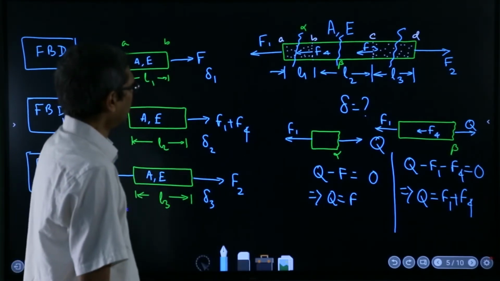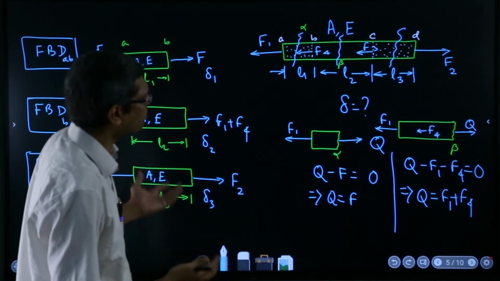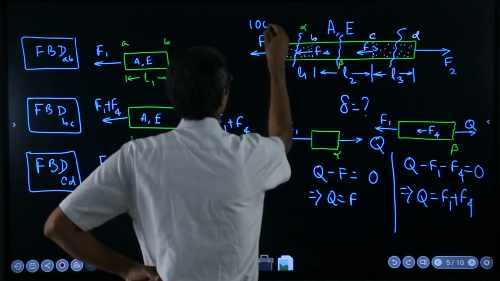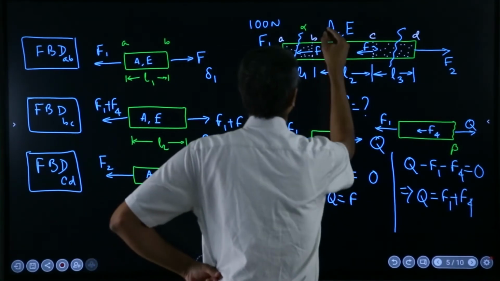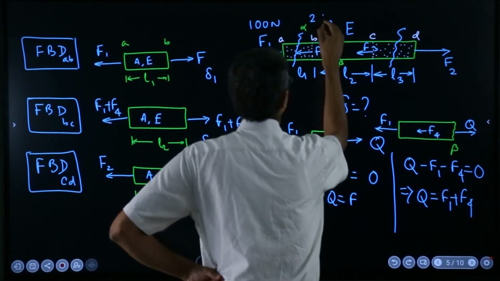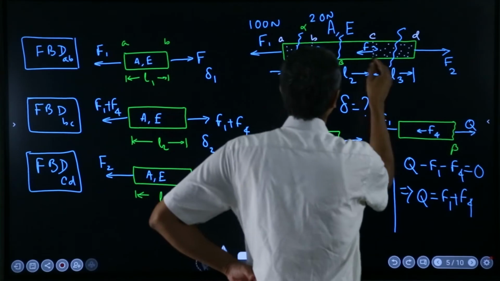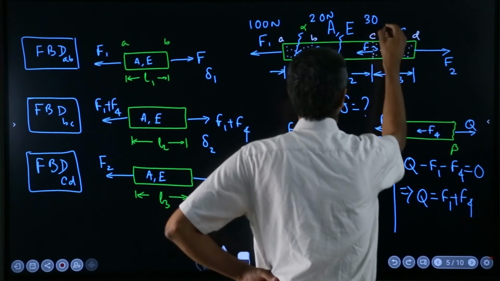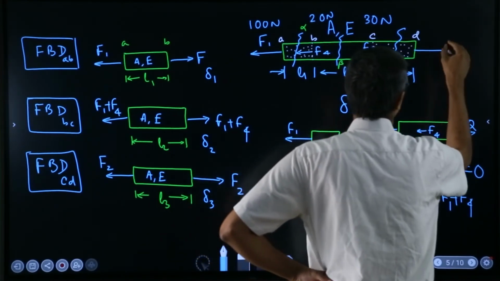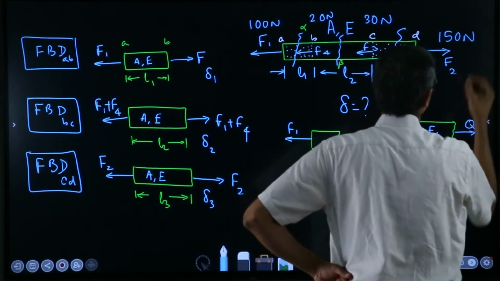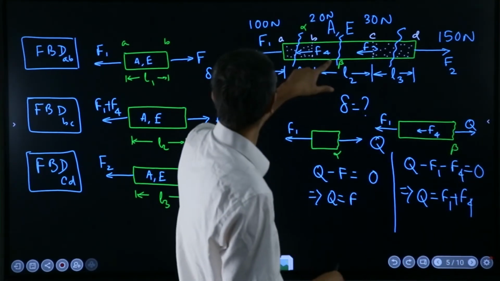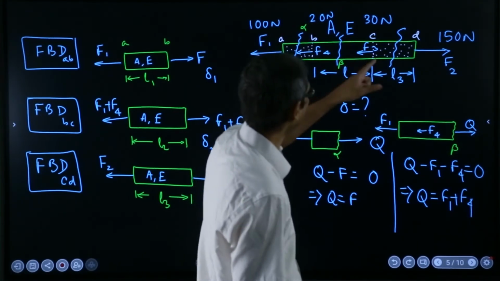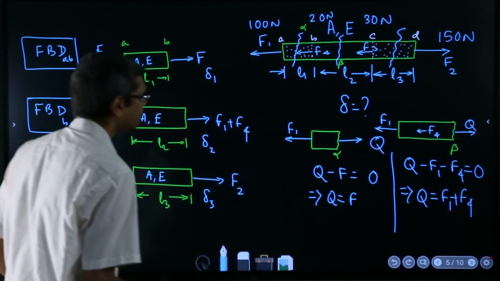Okay, so let's give some numbers, and then that will make more sense. Suppose this is 100 Newton, F4 is 20 Newton, this is 30 Newton, and this is 150 Newton, right? It has to be 150, isn't it? Because all these three things are on the left side, this comes to 150, so to be in balance it has to be 150.